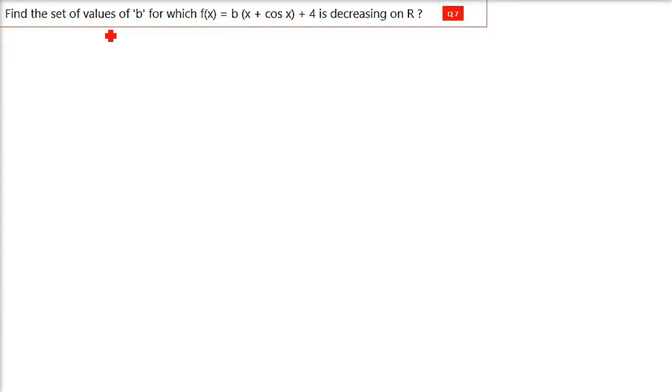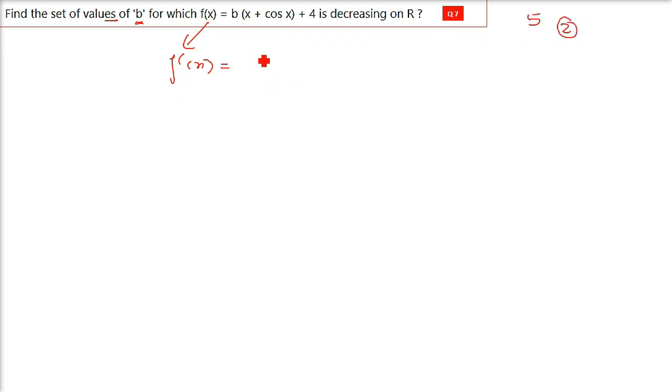Find the set of values of B for which f(x) equals this one. Now they have clearly told us it is a set of values of B. That means there can be various values of B. You are not only interested in a single value of B, but you are more interested in finding out the range of values of B. So f(x) is this one, which you have to prove is decreasing on R, and you find out the value of B.